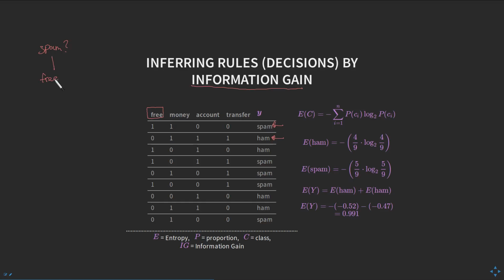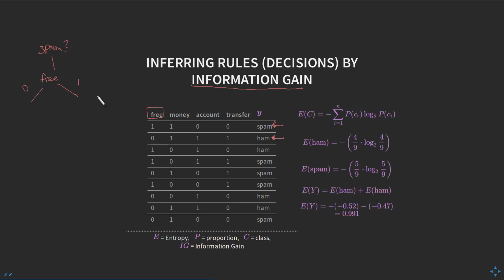So our first feature that we consider is free, and we split this into if it's not in there or if it is in there, and we base our decision on this. So if we look at this, at some point we'll run out of features to use.